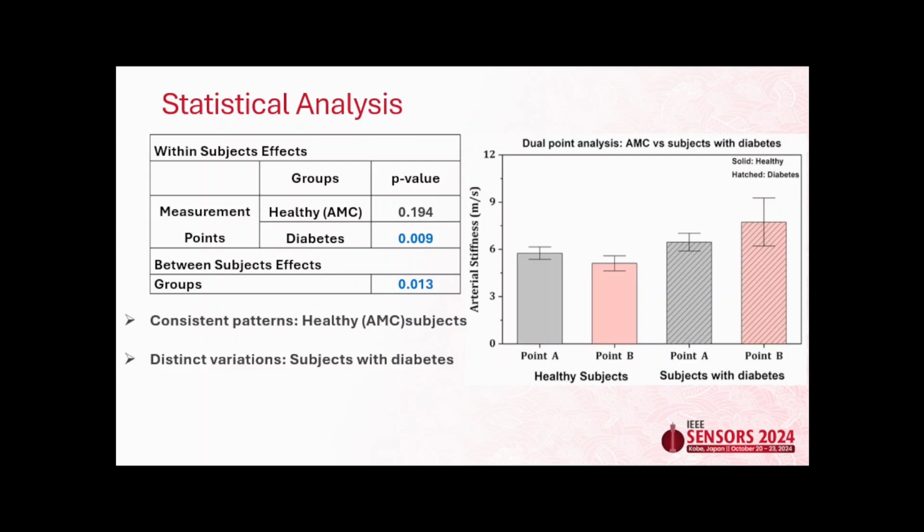What we can say here is that the healthy participants, the AMC subjects, have shown a consistent pattern, whereas a statistically distinct variation was seen for the patients with diabetes. Also, higher stiffness index values were observed for the participants in the diabetes category than for the AMC people. This can be due to increased plaque formation and decreased elasticity of the walls, which increases the stiffness index.